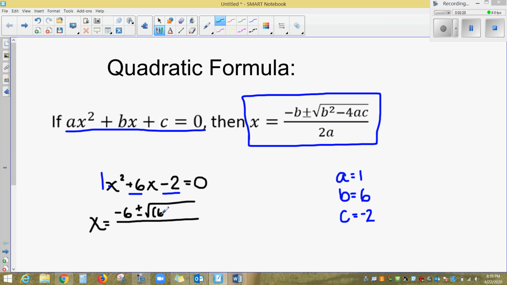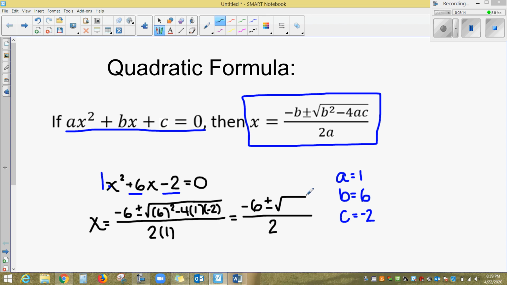Underneath here, we're going to have b squared minus 4 times a, which we said was 1, times c, which we said is -2. We keep the signs, which means we have to be careful with our arithmetic when we come back and clean it up. On the bottom, that whole thing is divided by 2 times a. So from here, once we've plugged in b, a, and c, then we go through the correct order of operations and we simplify things completely.